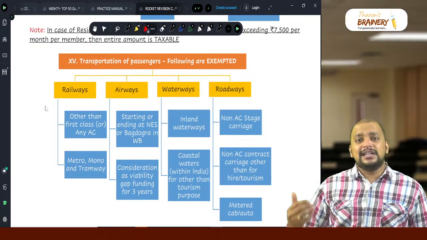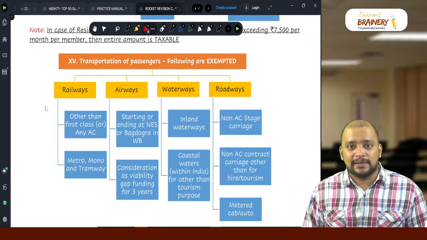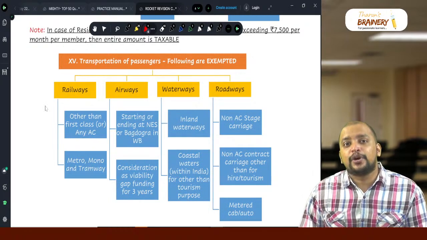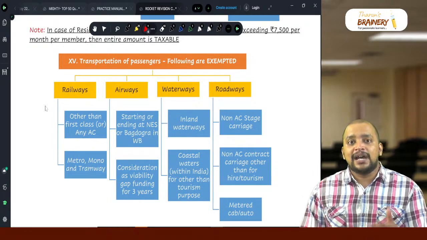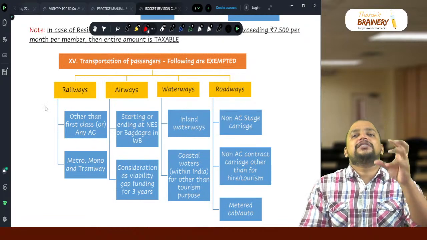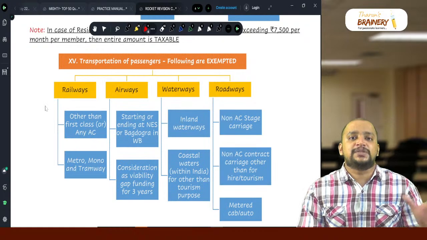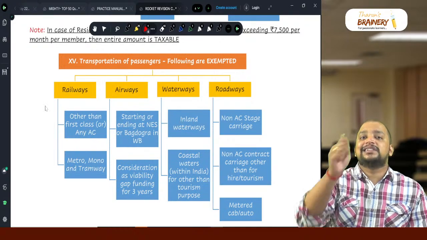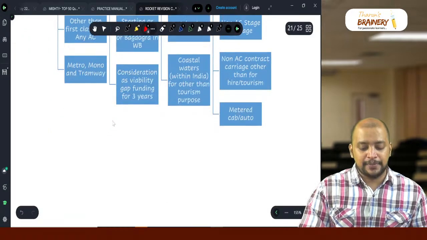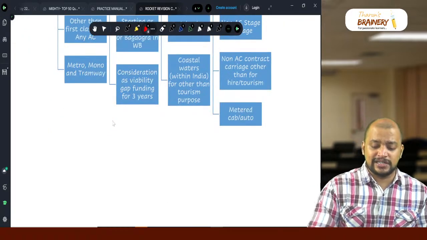Then airways. In case of airways, what is exempted? Transportation of passengers where the embarkation or the disembarkation point is in the northeastern states or Bagdogra in West Bengal. Embarkation means starting point, disembarkation means ending point. What are the northeastern states? What are the 8 northeastern states that we have?